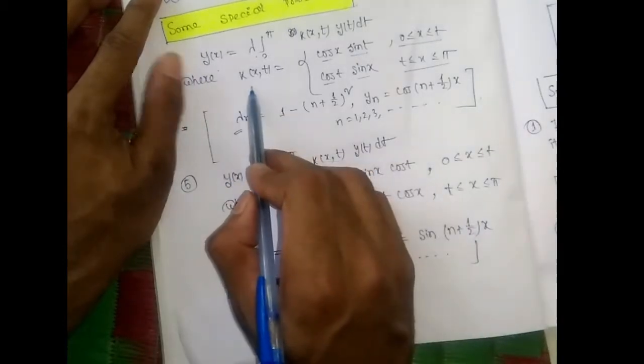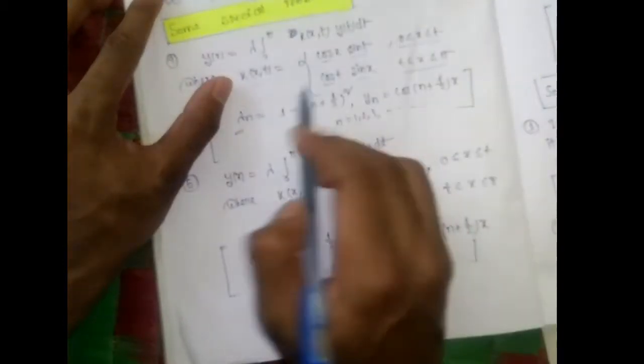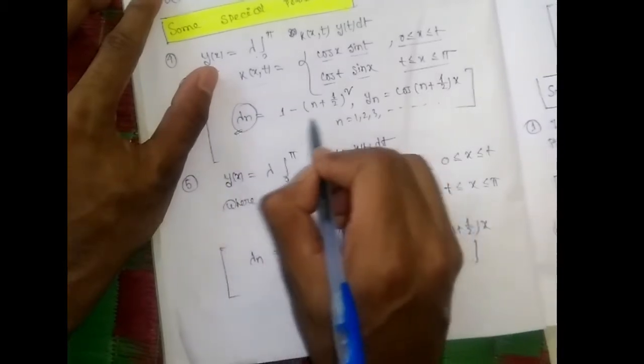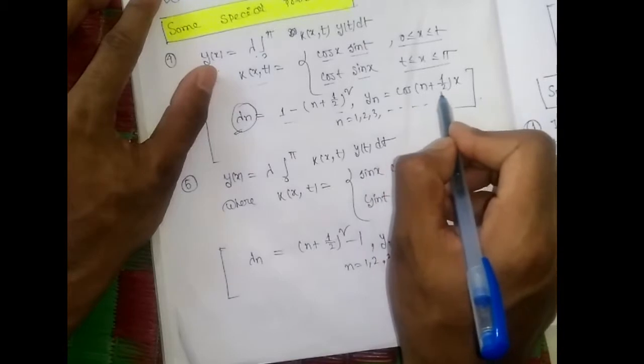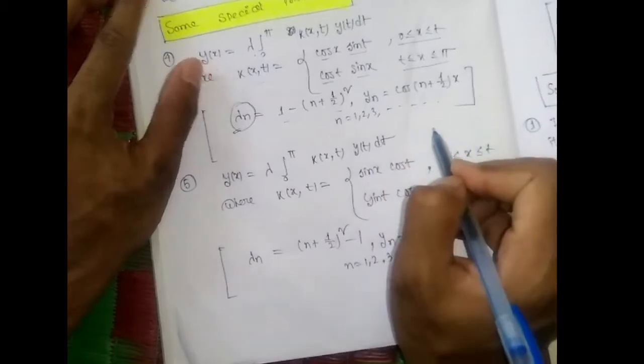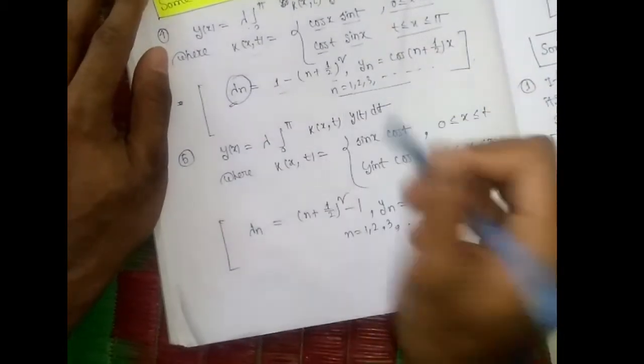So whenever the kernel is this, the corresponding eigenvalue is lambda n equal to 1 minus (n plus half) square, that is, the eigenfunction is y n equal to cos of (n plus half) x, for n equal to 1, 2, 3, and so on.